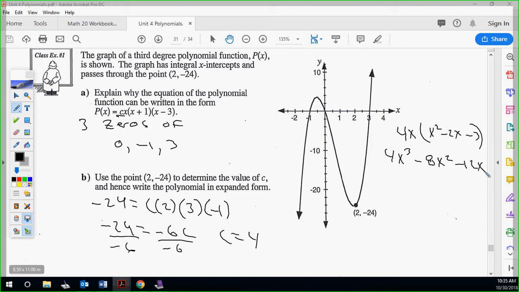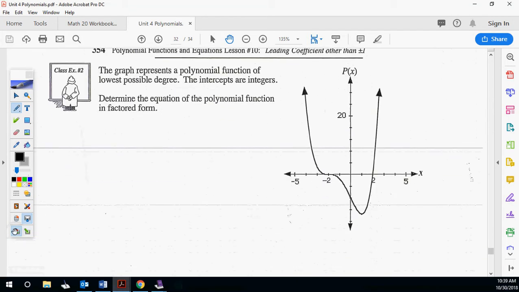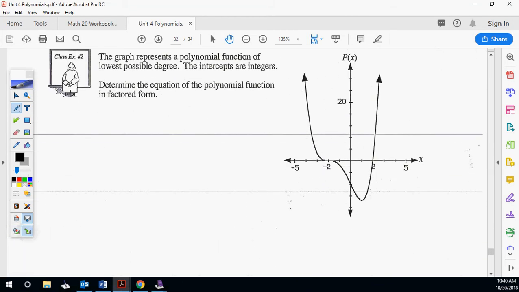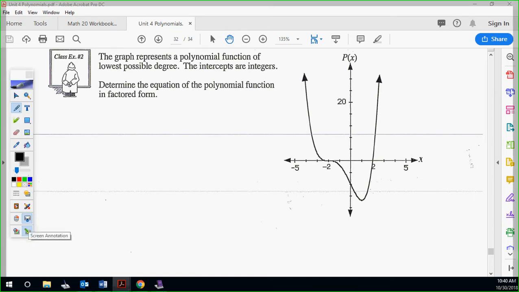We pretty much just have 2 pages of examples is all. All right. Let's look at this one. The graph represents a polynomial function of lowest possible degree. The intercepts are integers. Determine the equation of the polynomial in factored form. So what they're telling you is, remember how I talked about one lesson ago, when I saw you guys last week, that it could be a 3 or a 5, but they're saying lowest possible. So lowest possible means that all those factors are 1, 2, or 3 multiplicities. 1 is straight through, 2 is a bounce, 3 is a point of inflection.